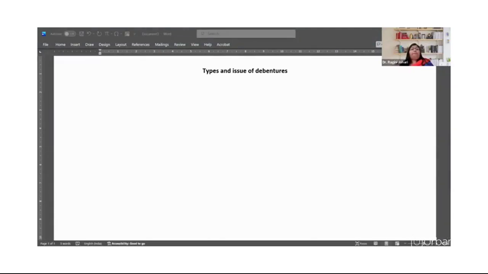Now, first of all, let me tell you what a debenture is. A debenture is a written instrument acknowledging a debt under the common seal of the company. According to Section 2, subsection 30 of the Companies Act 2013, debenture includes debenture stock, bonds, and any other security of the company, whether constituting a charge on the assets of the company or not.